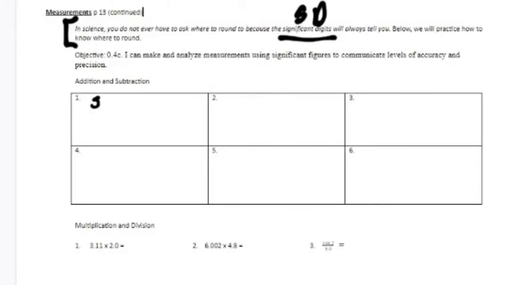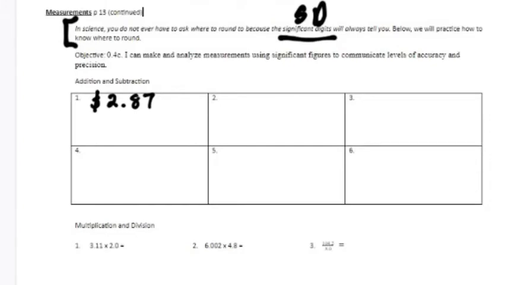So first, I've got $2.87. So that means that I know exactly how much change I have. I've got $2 and exactly 87 cents. So that means that I would have 3 significant digits there. That'll come up a little later on.